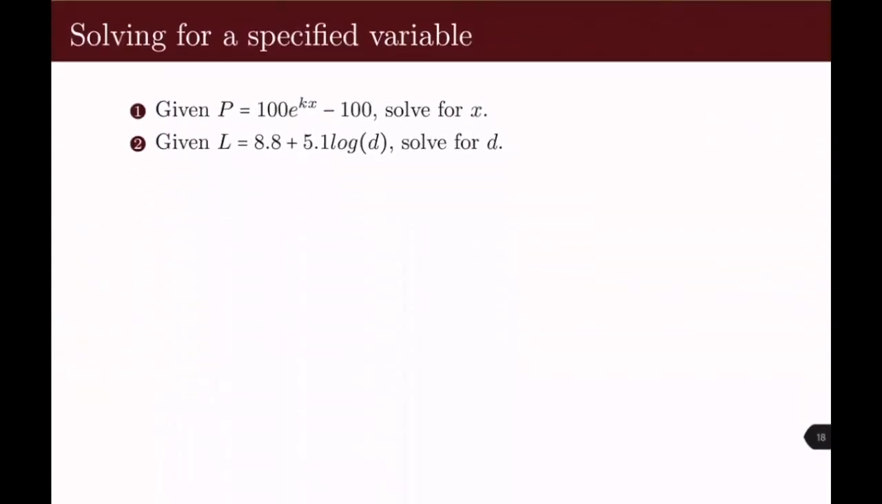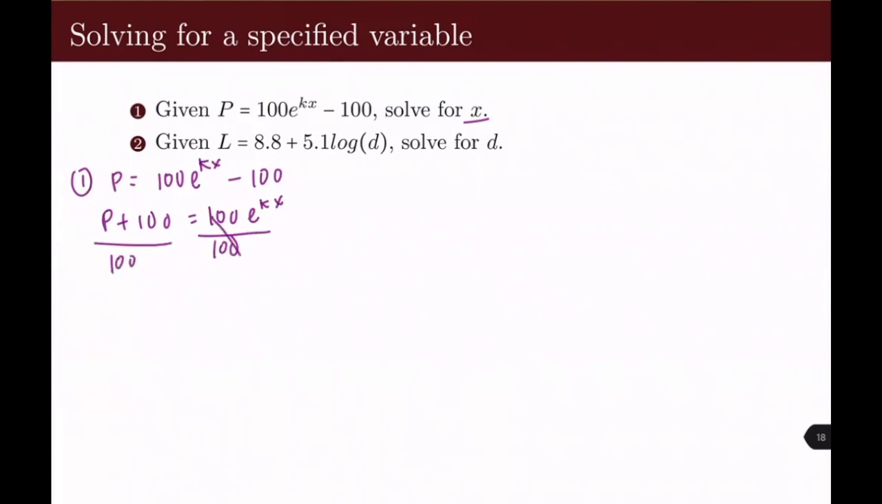So solve for a specified variable. For the first part, we want to solve for x. So I have P equals 100 e to the kx minus 100. First I'm going to add 100. So I have P plus 100 is equal to 100 e to the kx. Then I'm going to divide by this 100. So I have P plus 100 over 100 equals e to the kx.